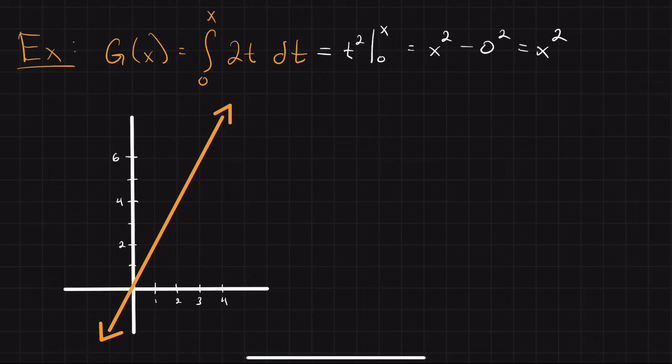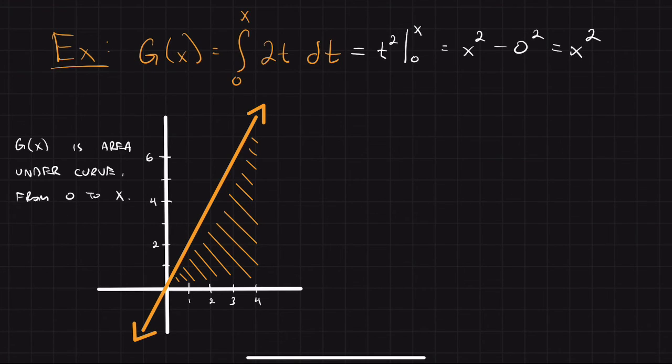So let's think about what G of x actually is. G of x is defined by the definite integral of a function, and we know that the definite integral is just the area under the curve. So capital G of x is the area under the curve of 2t from 0 to x. You might notice that the area under this curve is just a triangle.